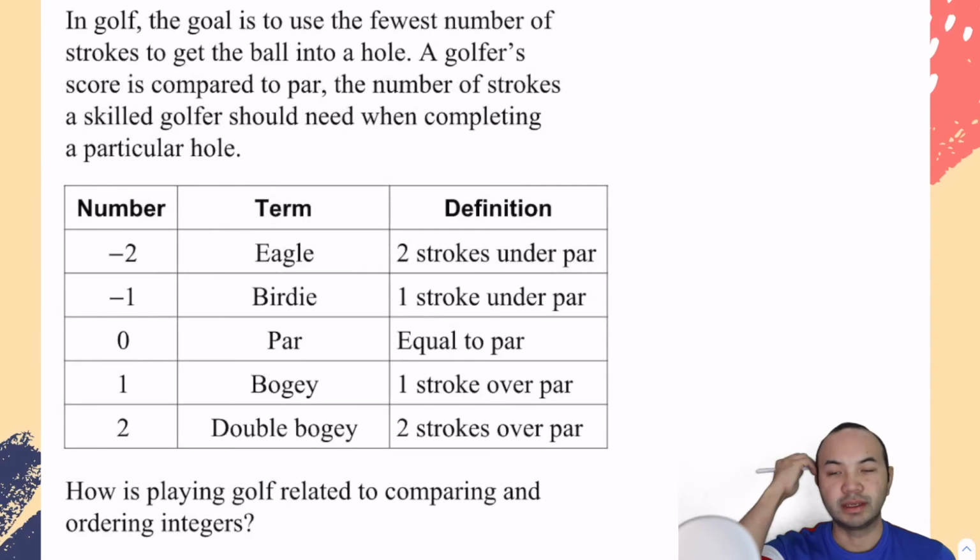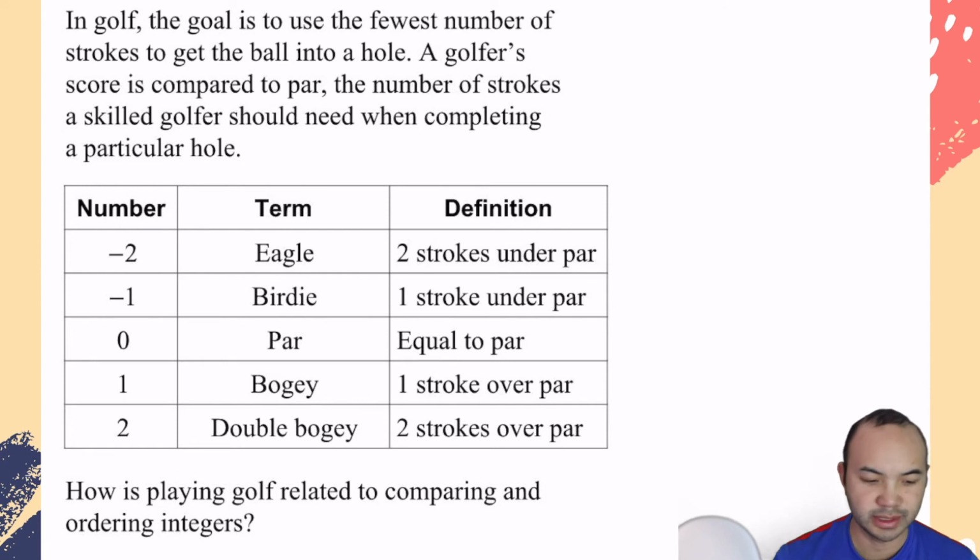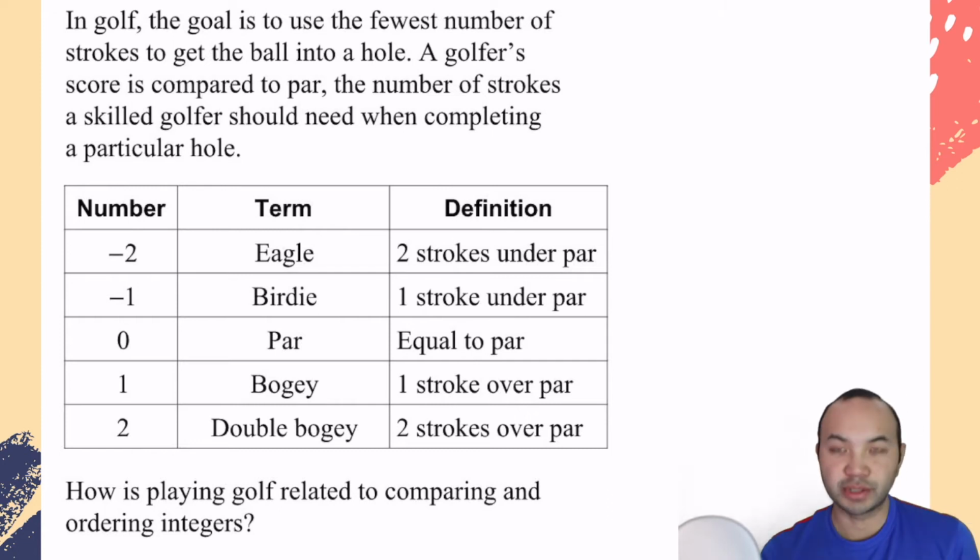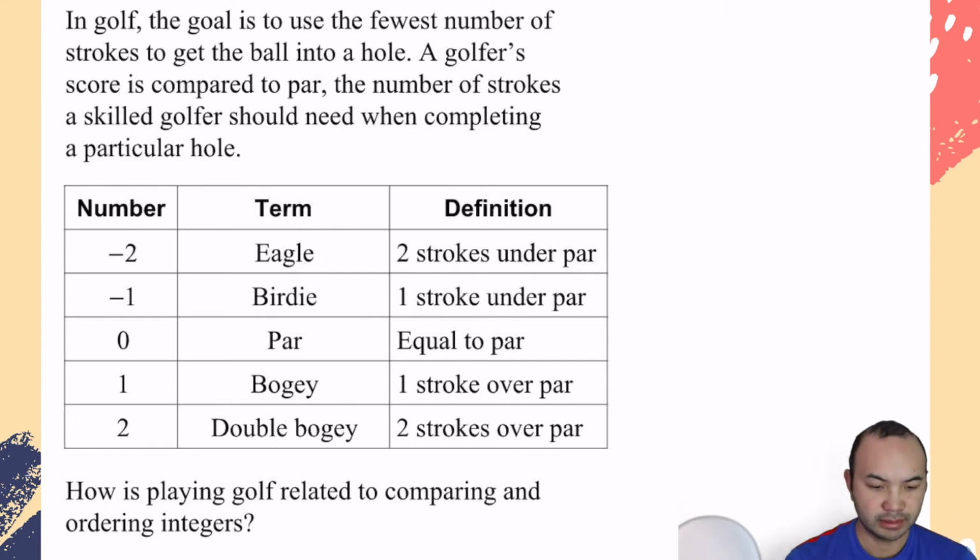Okay, and explaining that a little further, in golf the goal is to use the fewest number of strokes to get the ball in the hole. A golfer's score is compared to par, the number of strokes a skilled golfer should need when completing a particular hole. So as you can see here, if you're talking about one hole, par is going to be 0 right there, and that's equal to par.